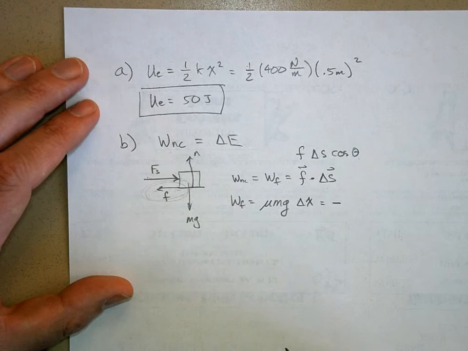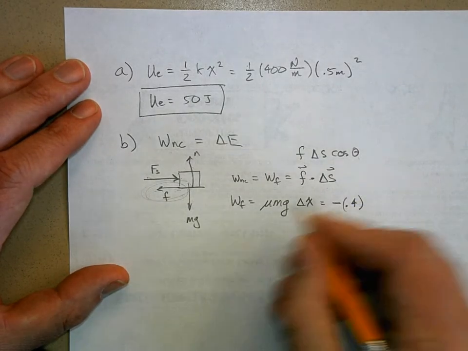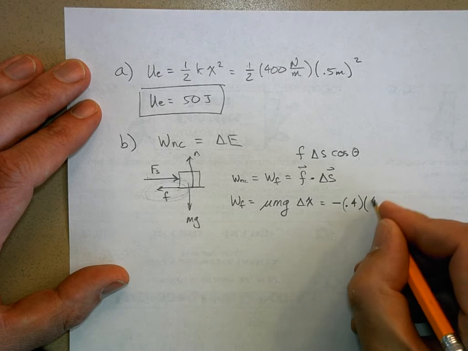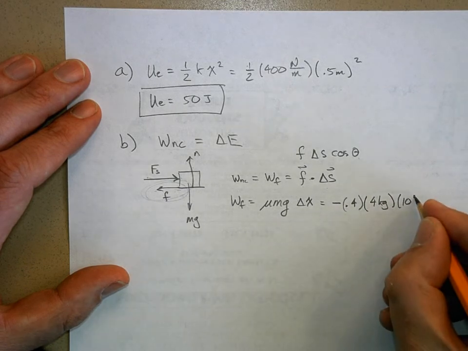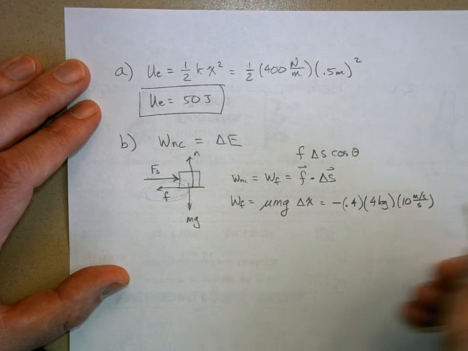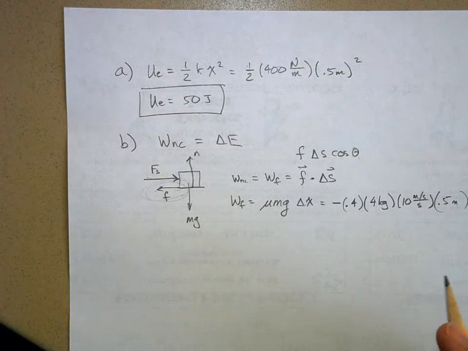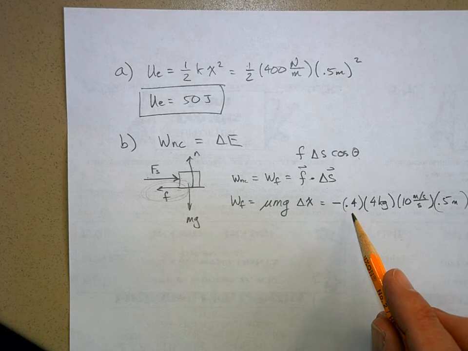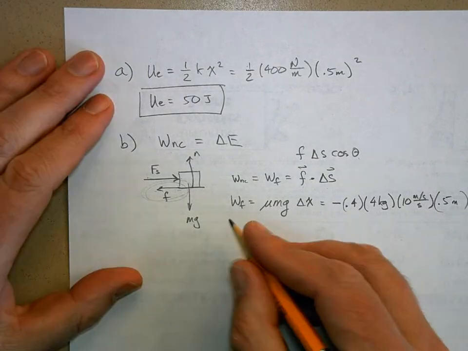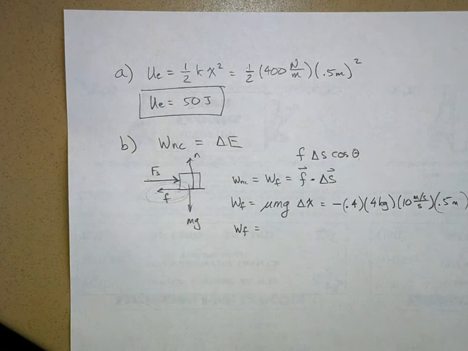So negative, I think I'm ready to put in numbers here, which is so annoying. All right, 0.4, and the mass is 4. And g, they said just use 10. And delta X is 0.5. Okay, and so 20 times, what is it, 5? Negative 5 joules? Is that the work done by the friction?